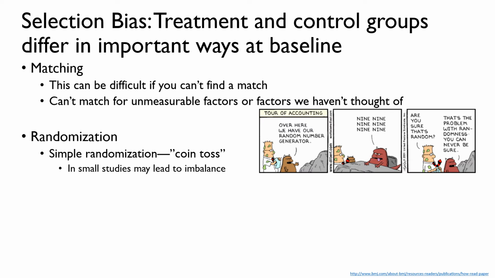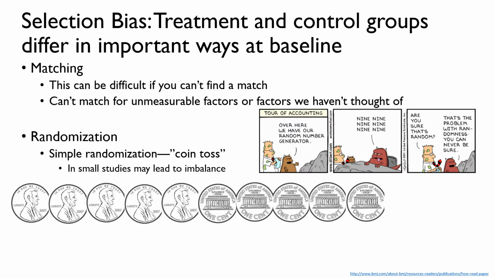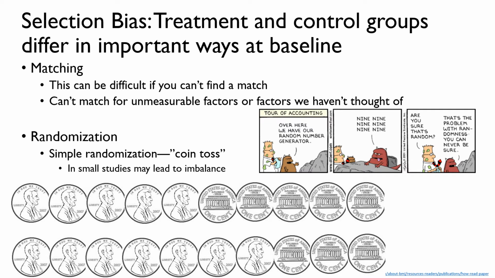match on. So a step better than matching may be randomization. So randomization is where you could just do a simple randomization or a coin toss. You randomize to this group or that, and ultimately your hope is that both measured and unmeasured factors will happen to be balanced. In small studies, simple randomization can lead to imbalance. So here's an example. If we have a study with 10 people, we flip a coin. It might work out perfectly that we get 5 in each group, or we may end up imbalanced with 7 in one group and 3 in the other.